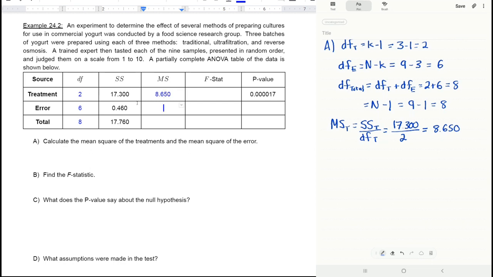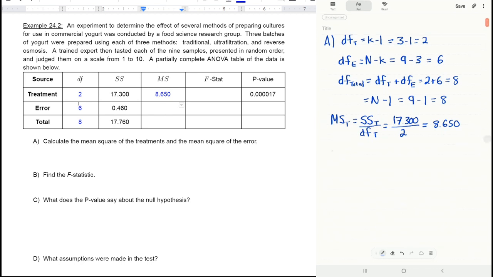And as for the error mean square, we take the error sum of squares and divide it by the error degrees of freedom. So that gives us 0.4060 divided by 6. And this is 0.0766.